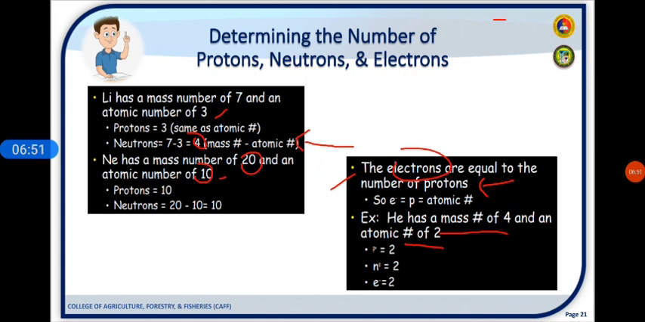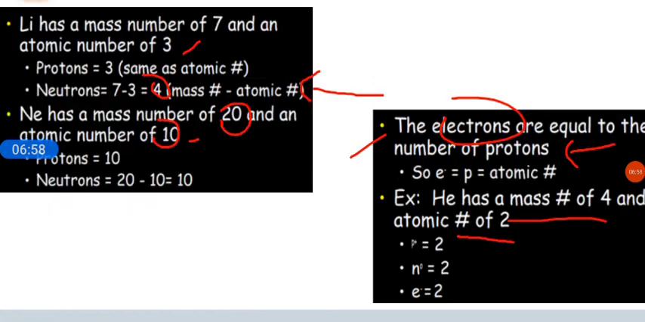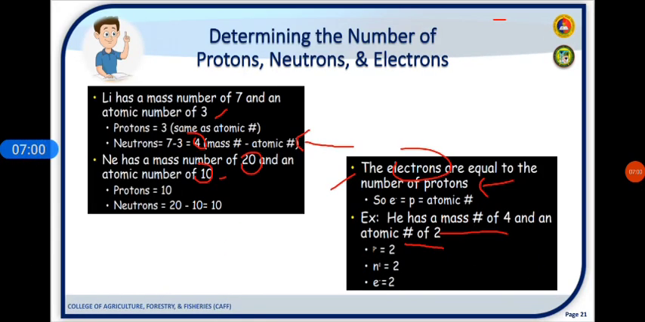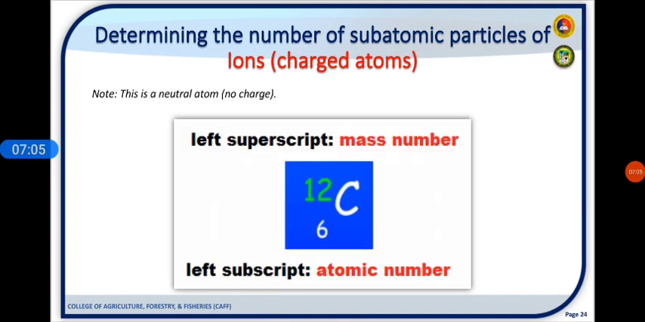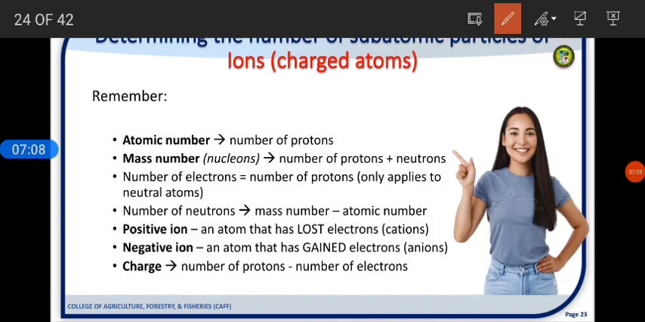Okay, determining the number of subatomic particles of ions. In these examples, we're just computing for the protons, neutrons, and electrons of a neutral atom. Now, if an atom is not neutral, or if they are charged atoms, then we refer to them as ions. Okay? So, it's still the same in getting the atomic number. It is equal to the number of protons.